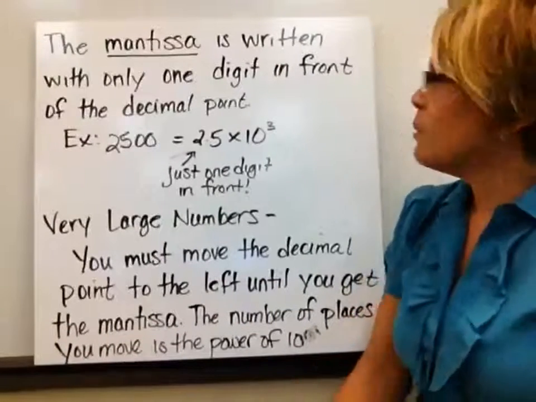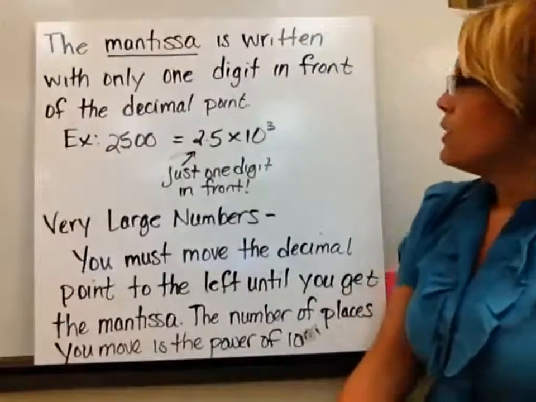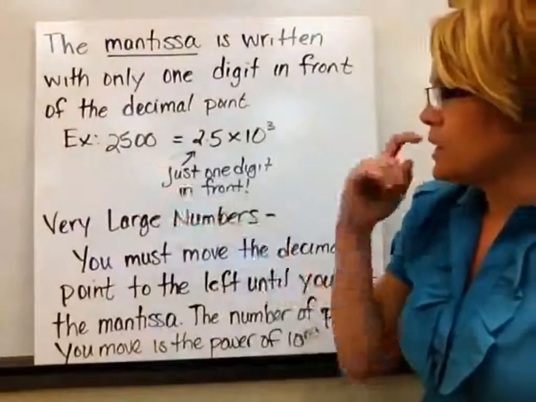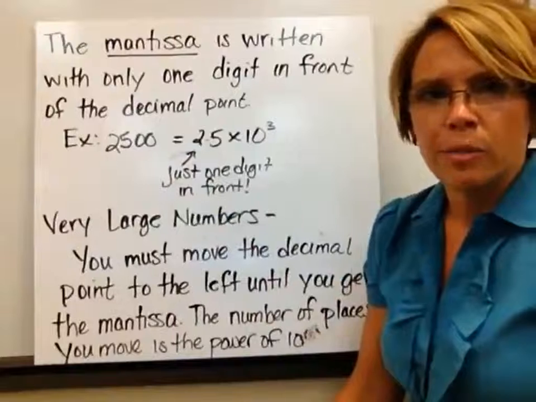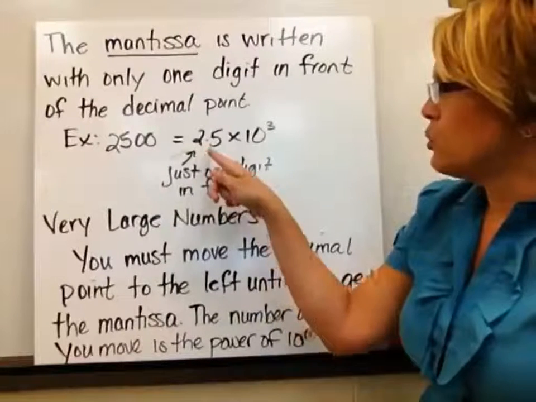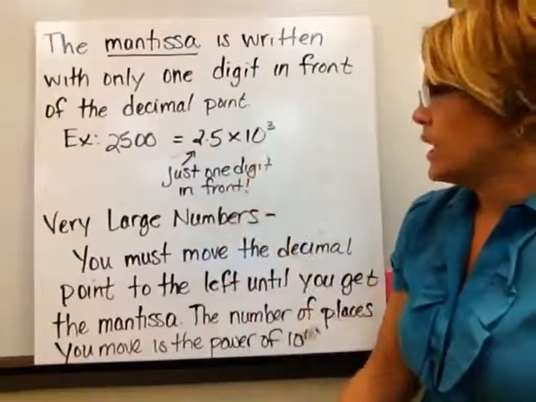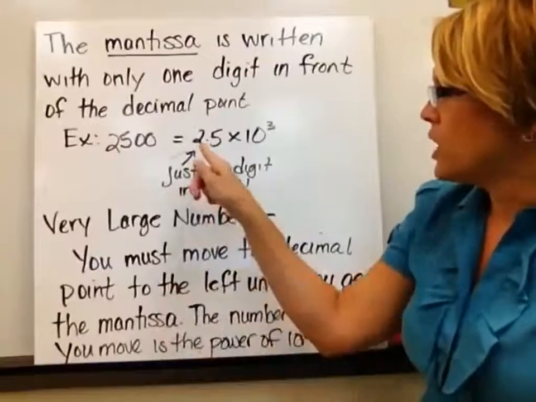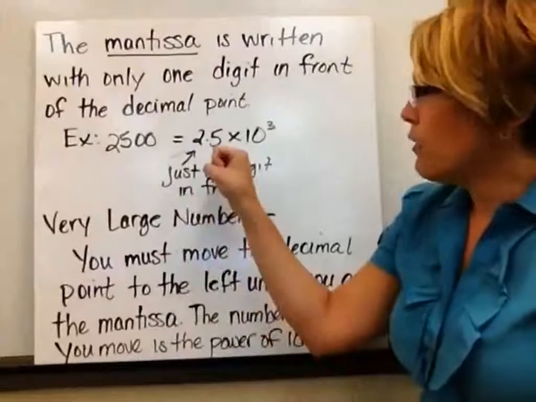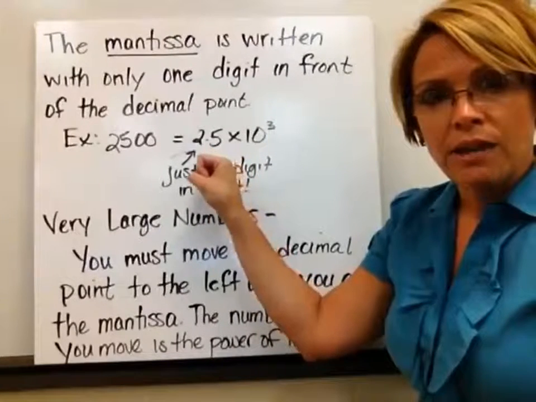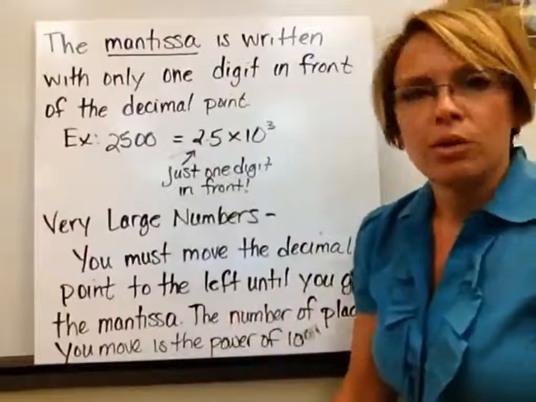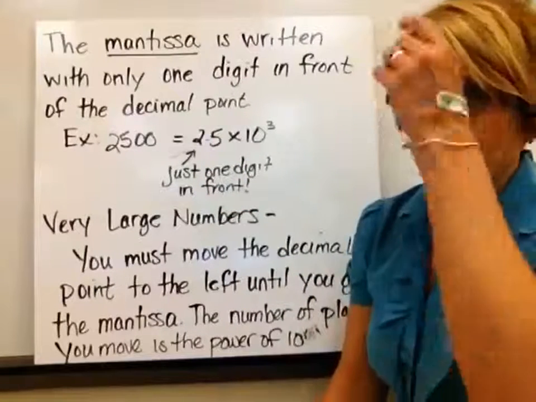Alright, so the mantissa is written with only one digit in front of the decimal point. So for instance, in this case here, this is just 2,500, so it's not really that big of a number, but we can still express it in scientific notation. This is 2.5 times 10 to the 3rd in scientific notation. And notice there's just one digit in front of the decimal point. Now sometimes you will have numbers after the decimal point, and that's okay, and it's actually important, and we'll get to that later. But it's always important that you only have one digit in front of the decimal point.